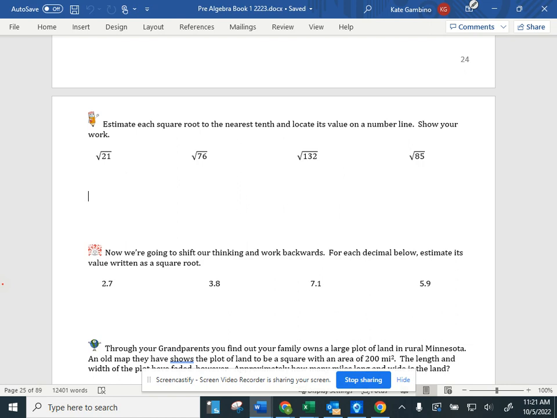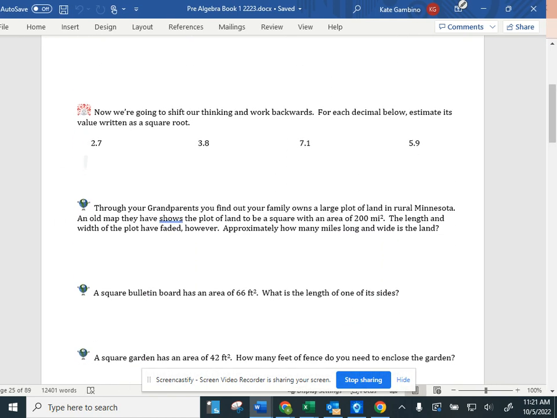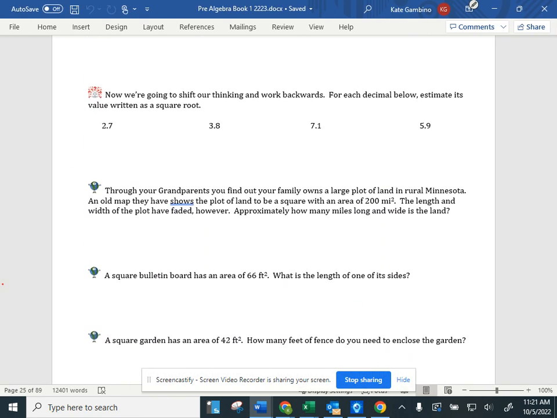Same thing. Now we're going to shift your thinking and work backwards. Backwards thinking now. So if we started with the square root, now we need to figure out how we're going to work back. So if we know our whole number is 2, what perfect squares would be on each side of the 2? 4 and 9.